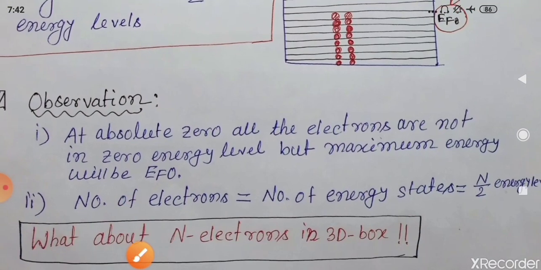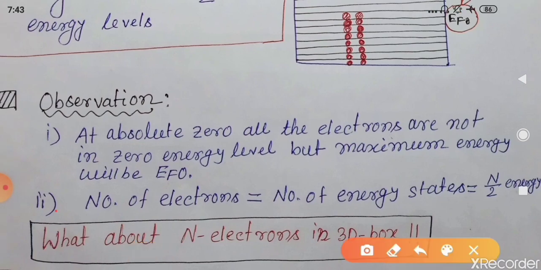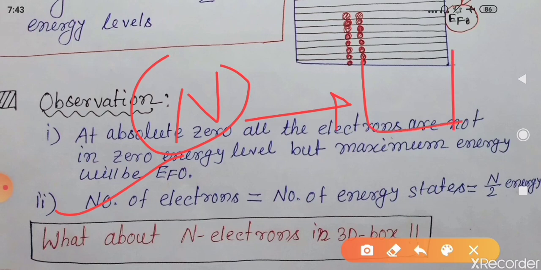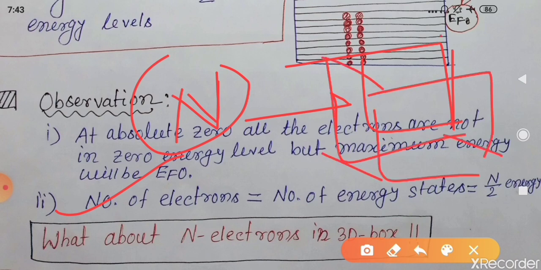Now our final aim is to know what happens to the n electrons when they are in a 3D box. So far we have discussed n electrons in a one dimensional box. Now we would like to find out, if n electrons are in a 3-dimensional box, what will be their filled energy levels and what will be their allowed energy levels.